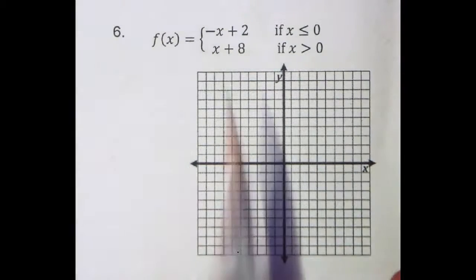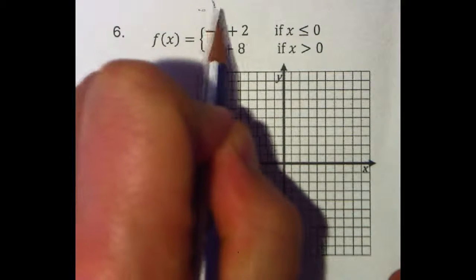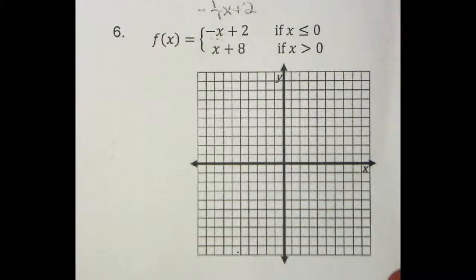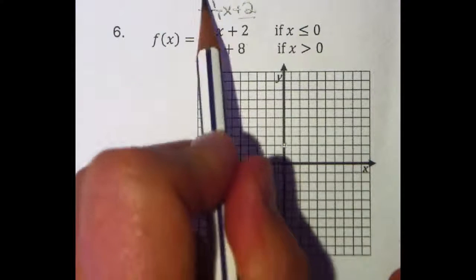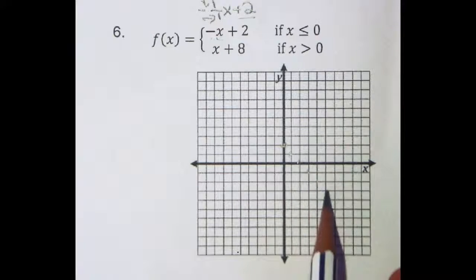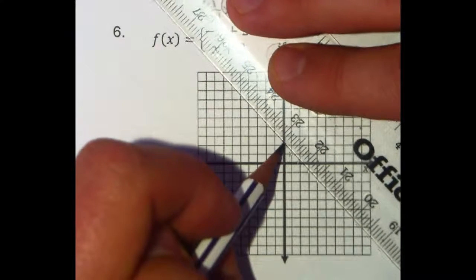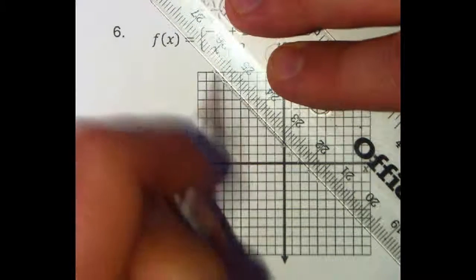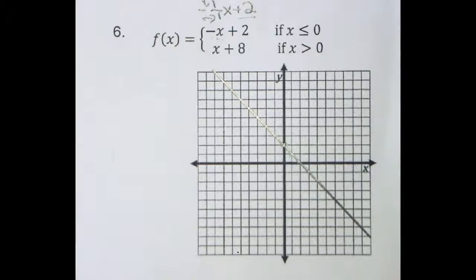So let's graph -x plus 2. Remember that's negative 1 over 1x plus 2. So start at positive 2. And we're going to go down 1 and right 1. And draw a diagonal line. Okay, there we go. So that's step 1, is just draw the line fully.